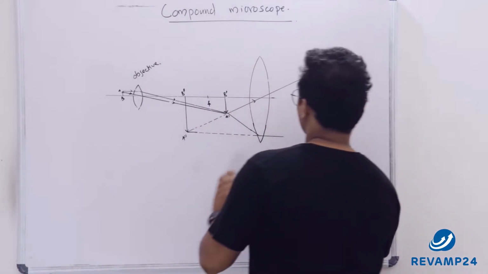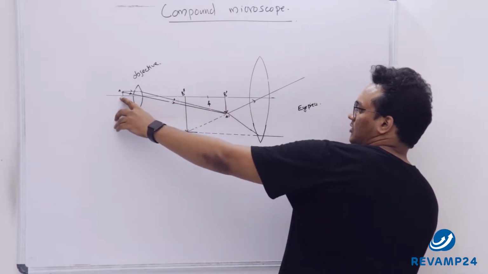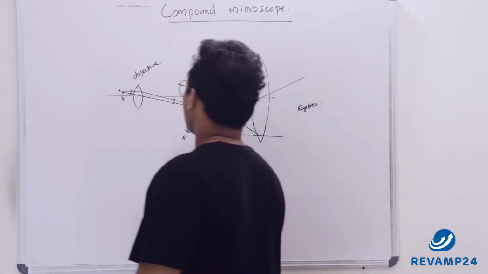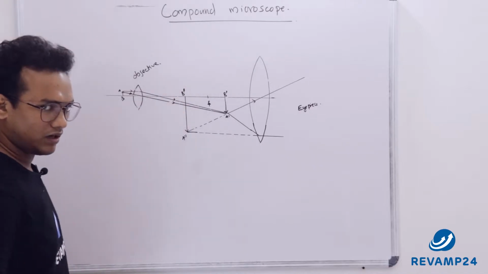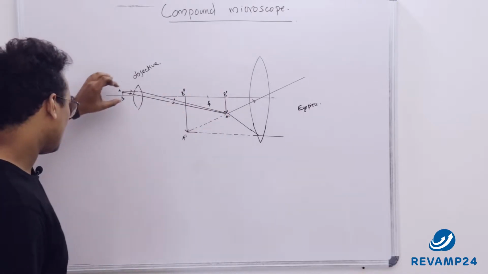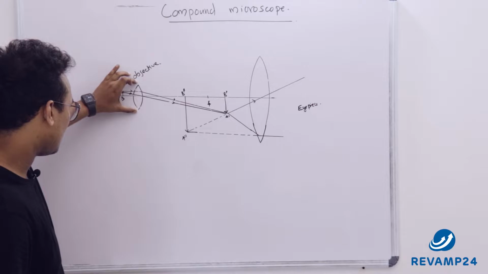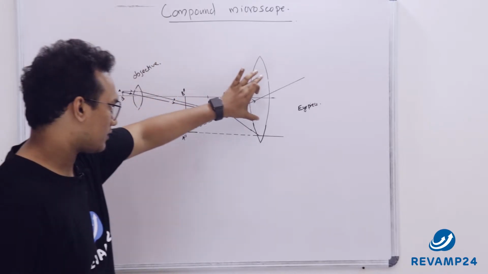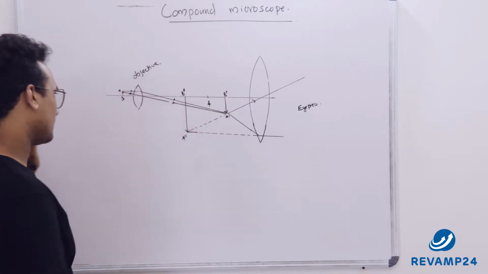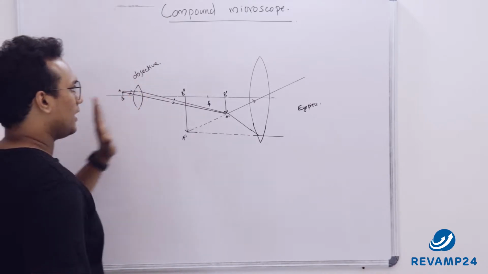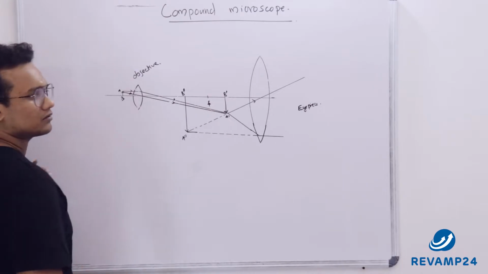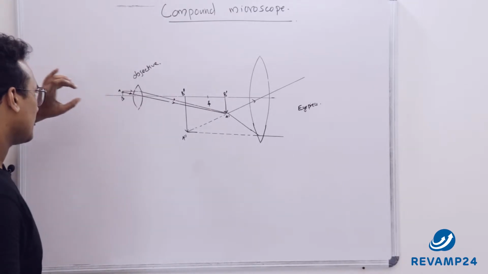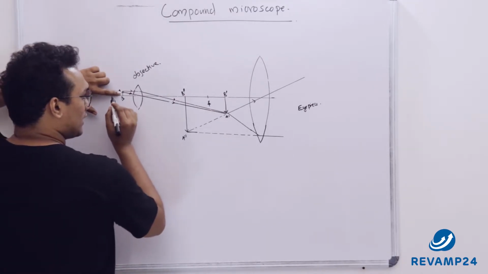Now we are going to see from here, and this is the object which we are going to see, and that is creating an image here. So I will explain this in detail. This is a convex lens and this is also a convex lens. Just compare, this is having a small aperture and this is having a large aperture. Now this is a small object I have kept here. Now this object would create an image here.